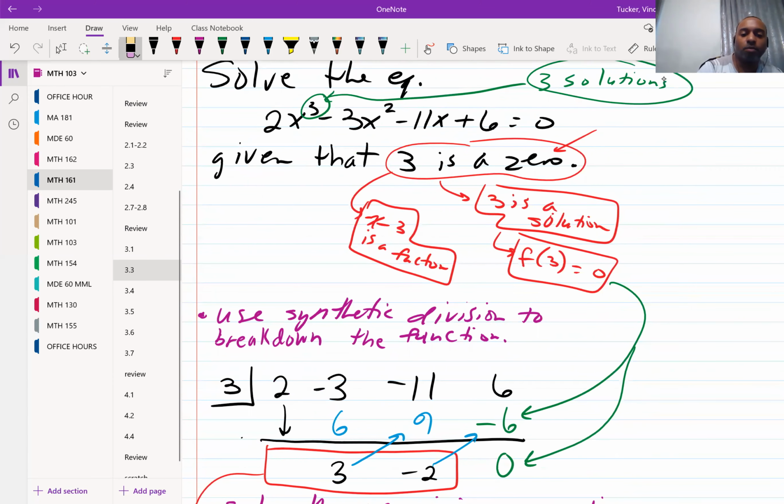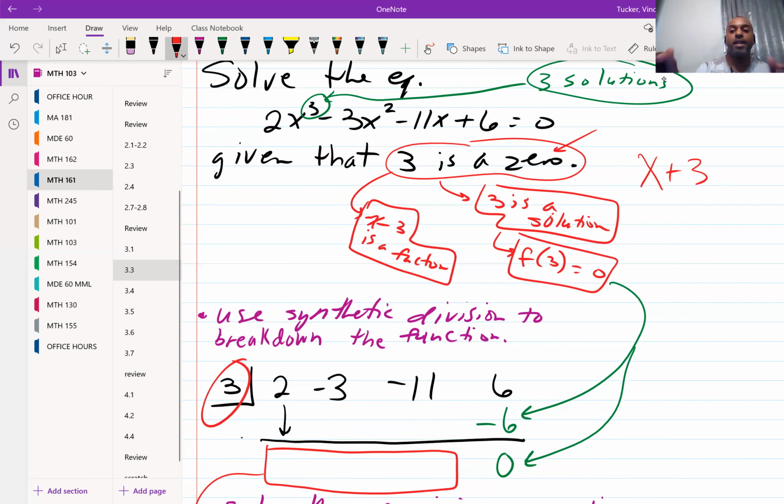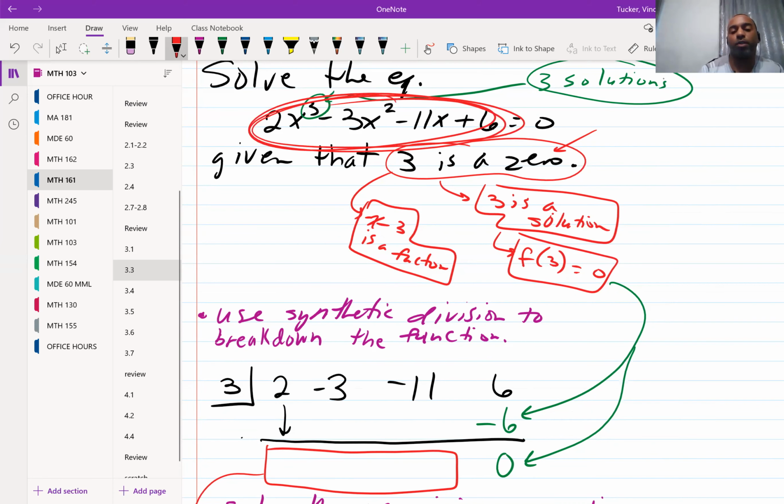I'll erase this just to walk through the process at least one more time to make sure we're all right. So 3 is a 0. So once again, that's the number you use. The only time you use the opposite is if it said x plus 3. If it's like this, then you use the opposite number. But they tell us 3 is a 0, so we're going to use 3. All right. Then you use 2, -3, -11, and 6. And of course, that comes from the coefficients of your function.